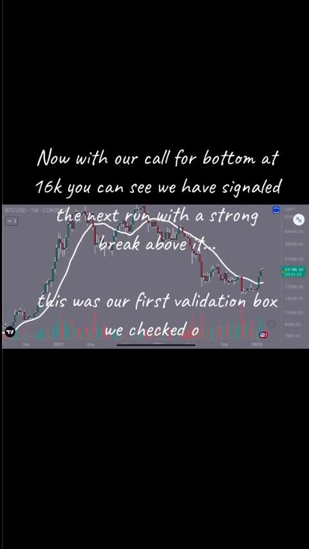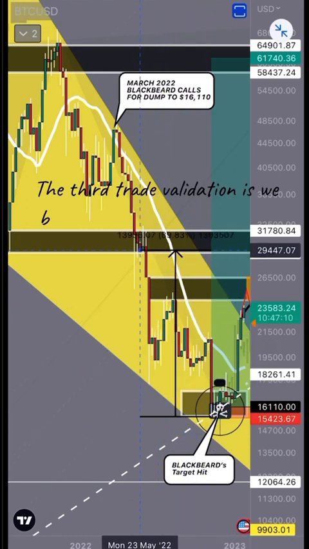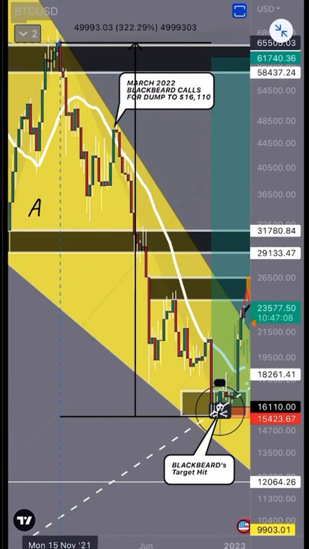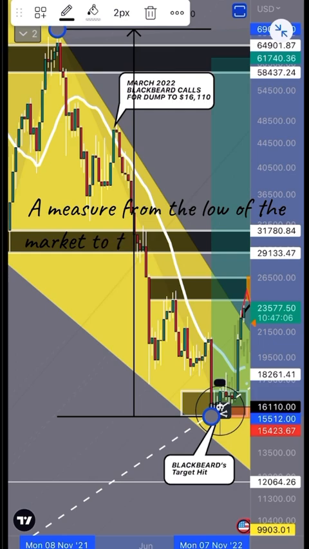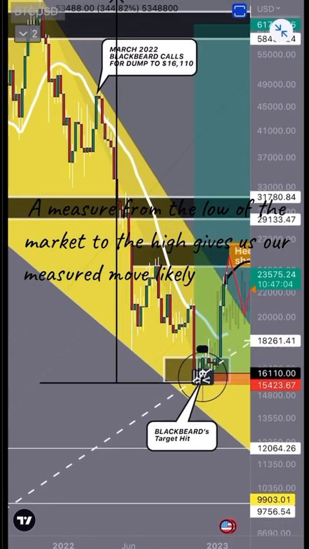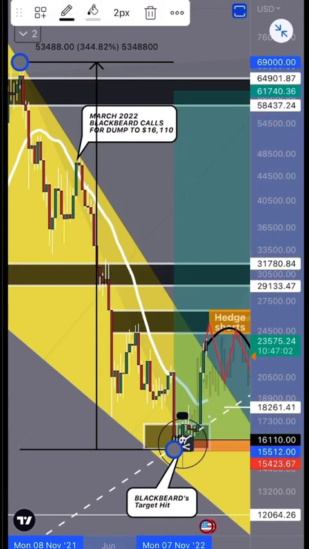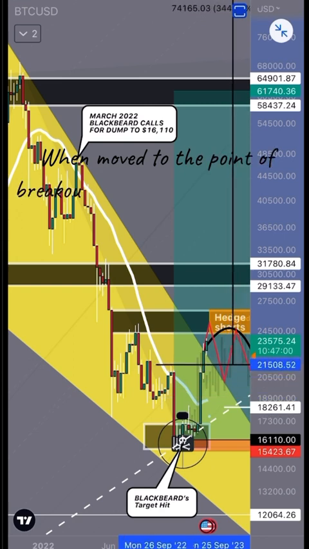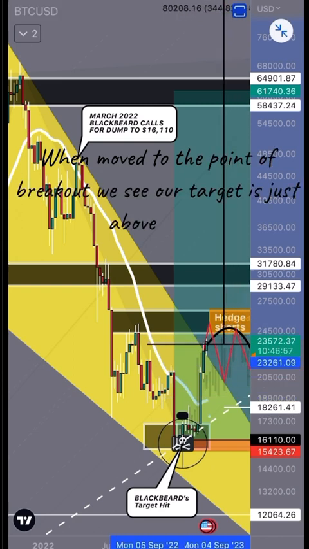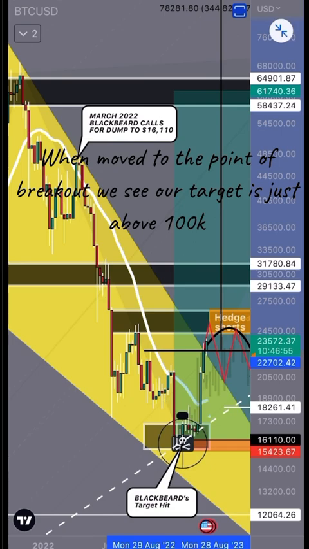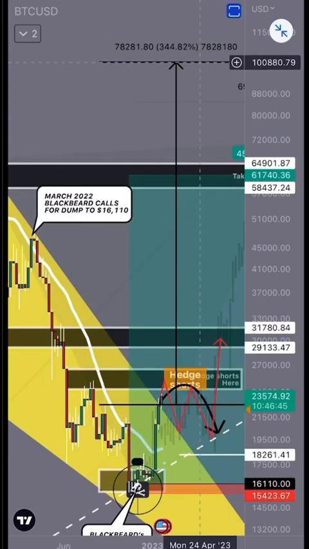And now with the breaking of that moving average, we move on to our next validation, which was to break this wedge. So to get a measured move in a target, you go from the swing low of the pattern to the swing high. And if you move that to where the breakout point is, that should give you your target of where to sell and take some profits. Here you see 100K.